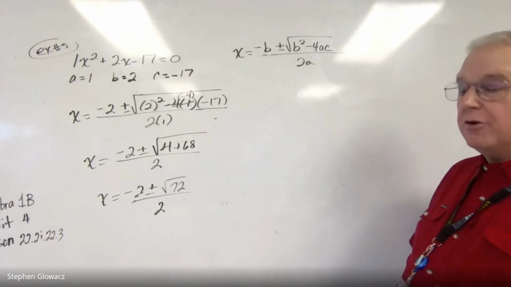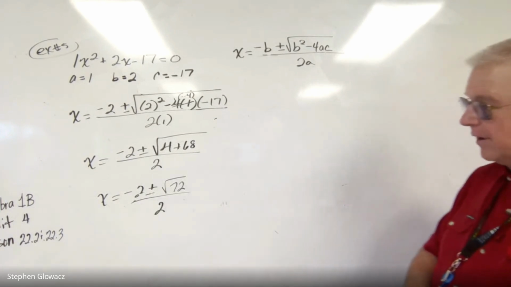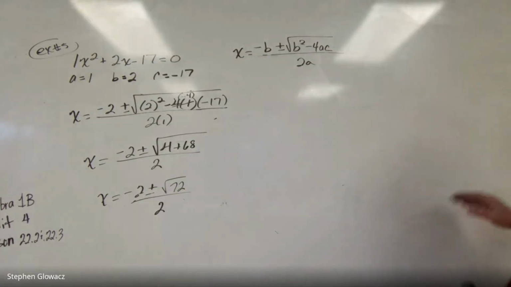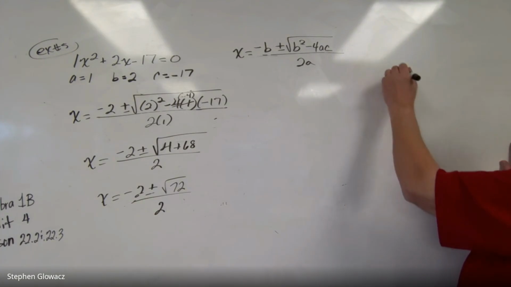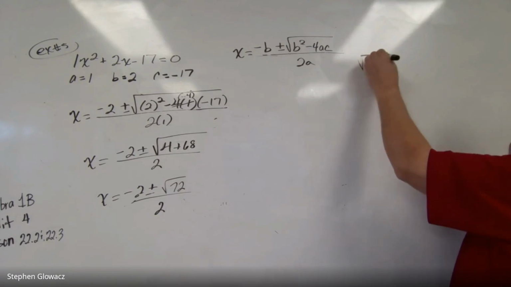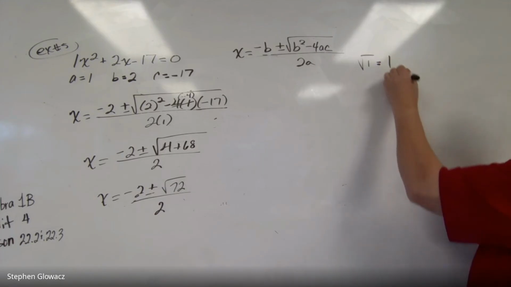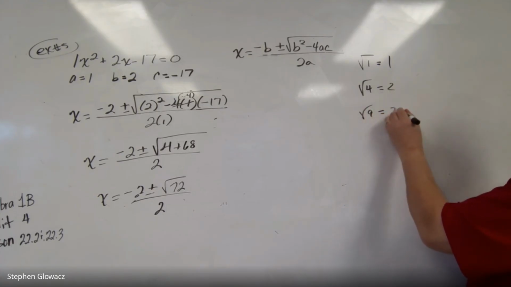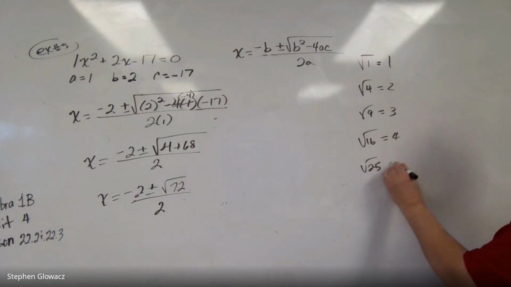What we need to do now is to see if we can simplify this any further. And what do you mean by simplify it? So what we're going to write over here is our perfect squares up to 100. So let's go ahead and do that. The square root of 1 is 1. The square root of 4 is 2. And let's write these up here really quickly, so we have this as a reference.